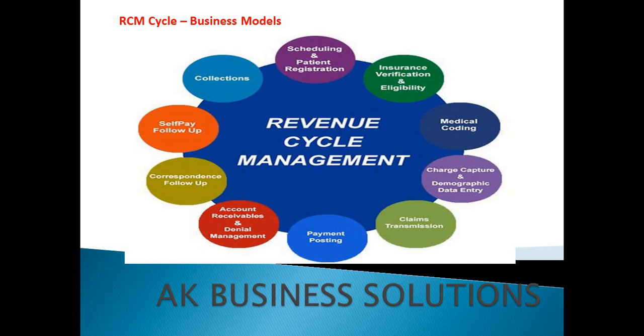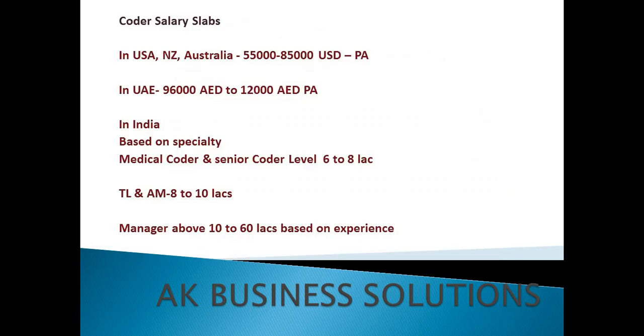Okay, all right. So let's begin with our next slide. This is the current coder salary slabs. Generally in the United States, New Zealand, and Australia, the coder salary is around $55,000 to $85,000 USD per annum. In the UAE, Dubai, Saudi Arabia, Bahrain, Qatar, all 7 territories of the UAE, the certified medical coder salary is around 96,000 AED to 12,000 AED per annum.